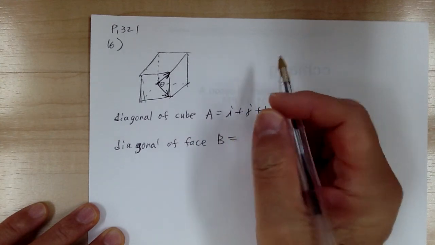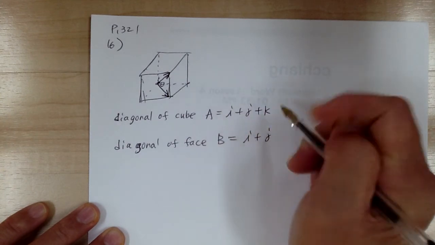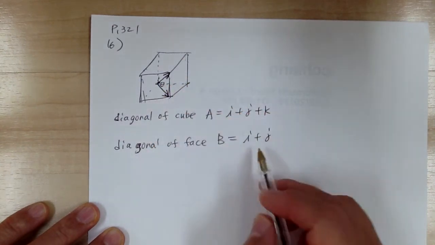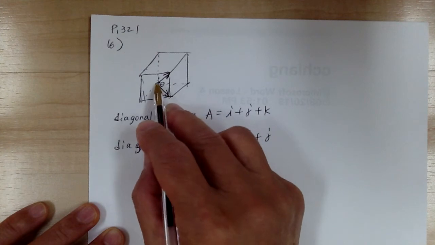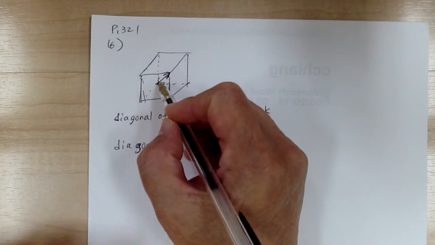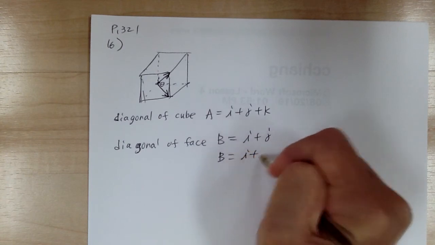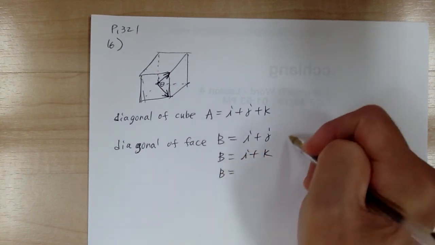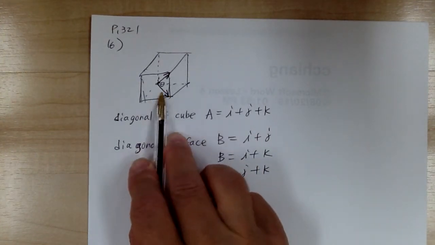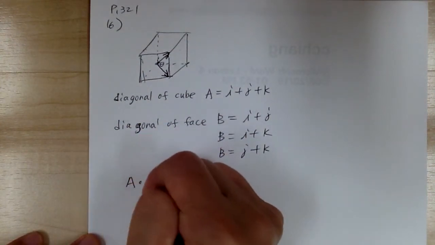Okay, now it depends on which face that you do. Like this face would be IJ, right? Okay, if you take this face over here, I'm sorry, this is IK. If you take this one, it would be IJ. And if you take this face, would be JK. So there are three choices. You can use this face, this face, this face. But it doesn't matter which one you choose. So you got A dot B.